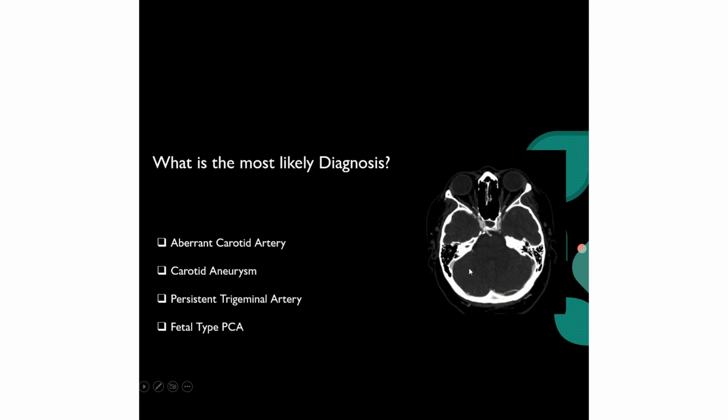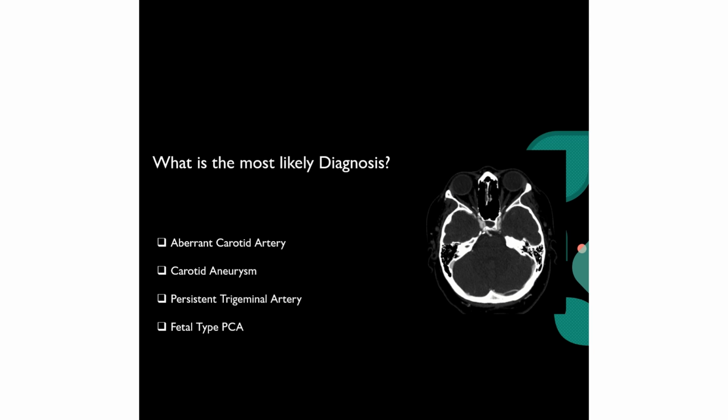So normally, we shouldn't have any connection between the posterior circulation, which consists of the basilar artery and posterior cerebral arteries, and the anterior circulation, which usually comes from the internal carotid artery. They shouldn't have any connection between them besides the posterior communicating artery. But here we have an aberrant artery that's communicating the ICAs to the basilar artery, which is called a persistent trigeminal artery, which is a congenital variant.